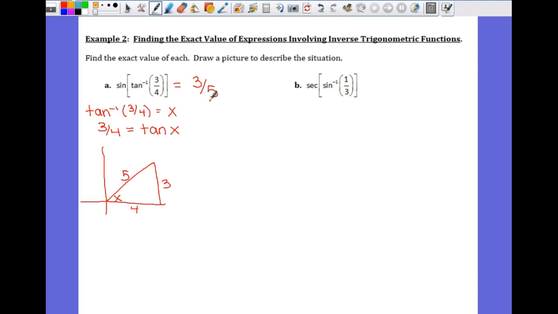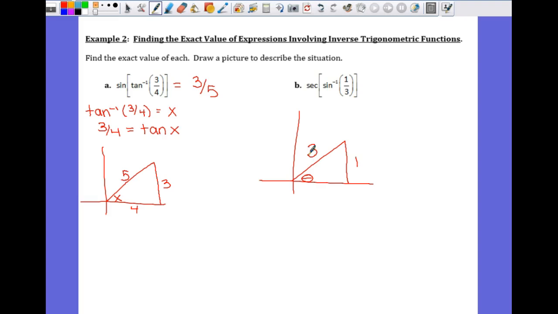The inverse sine of 1/3. So once again, this represents opposite over hypotenuse. So opposite and hypotenuse are both positive. So therefore we live in what quadrant? Yes, 1. So you draw your triangle with respect to the first quadrant. I'm going to be appropriate this time and use theta instead of x. So it's 1 for opposite, 3 for hypotenuse.